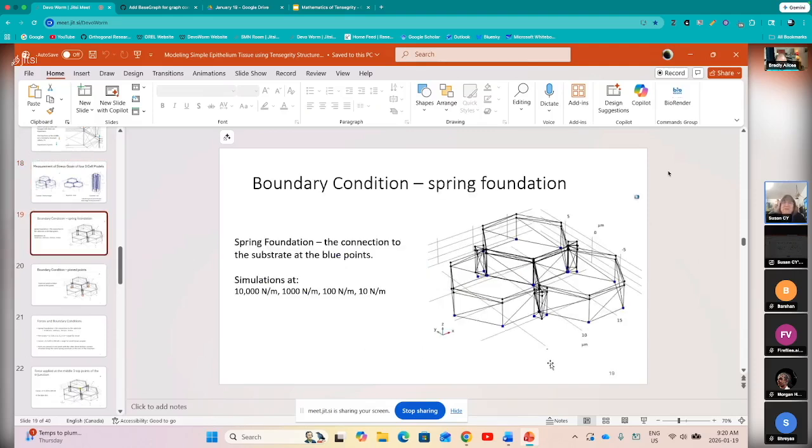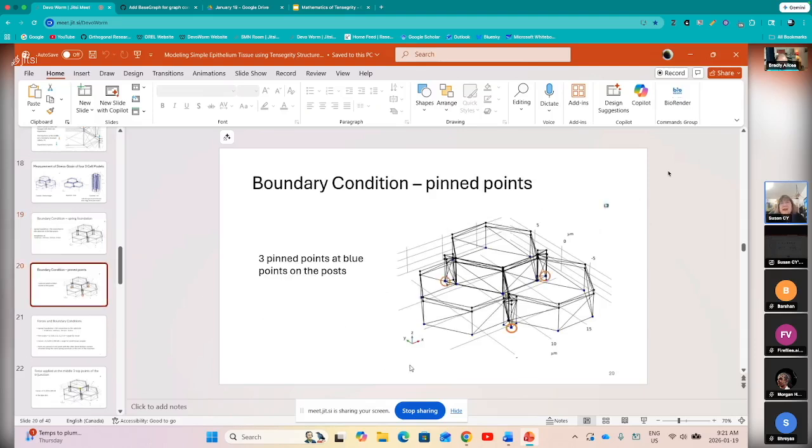So boundary conditions, I attached spring foundations to the bottom, and then I had to have some pinned points. So on these posts, I put pinned points. That's just so the model would work.